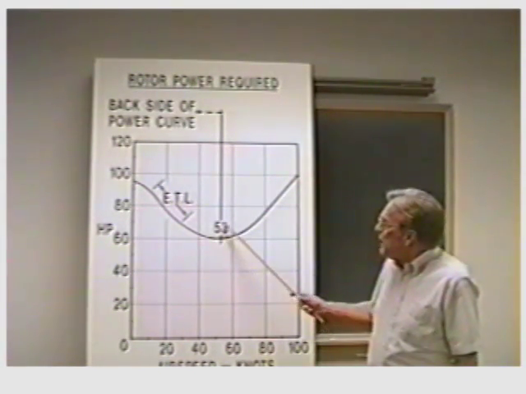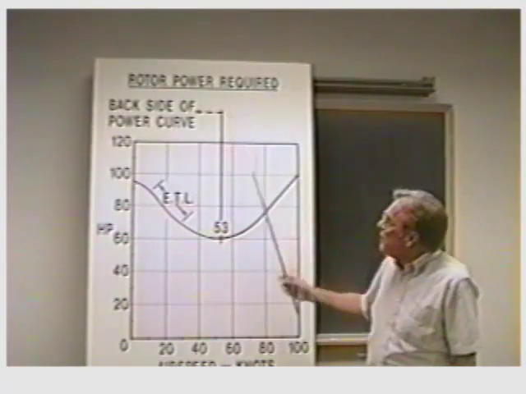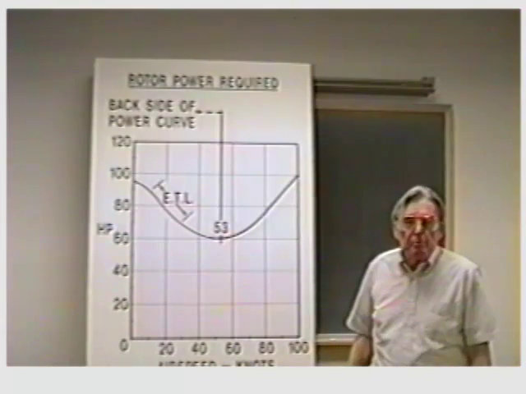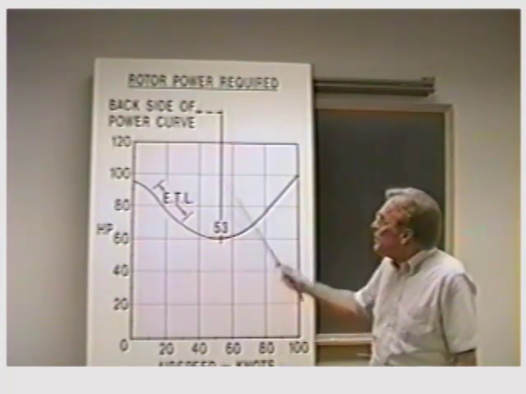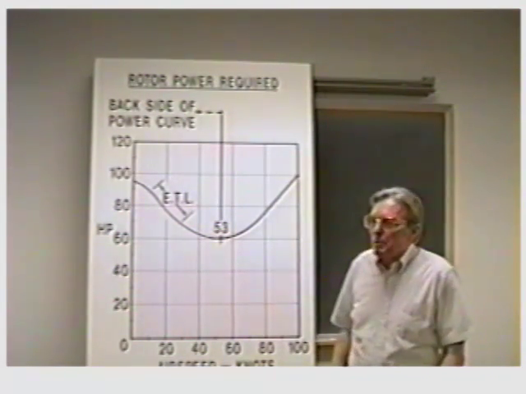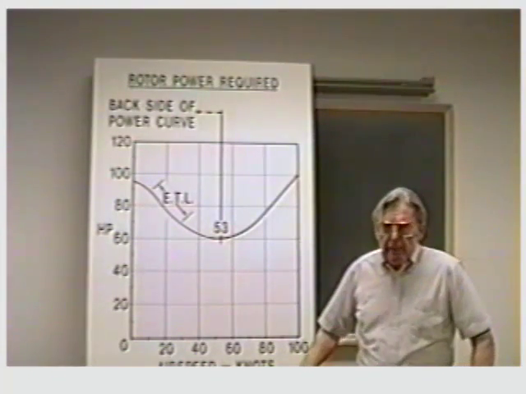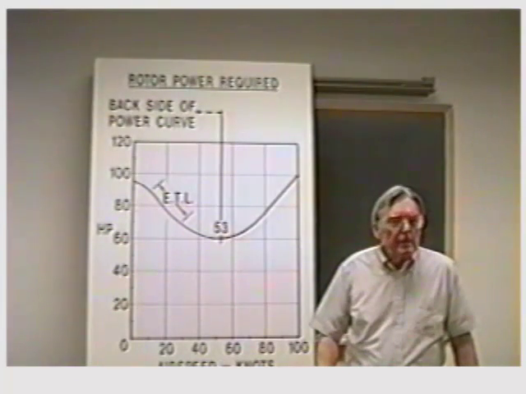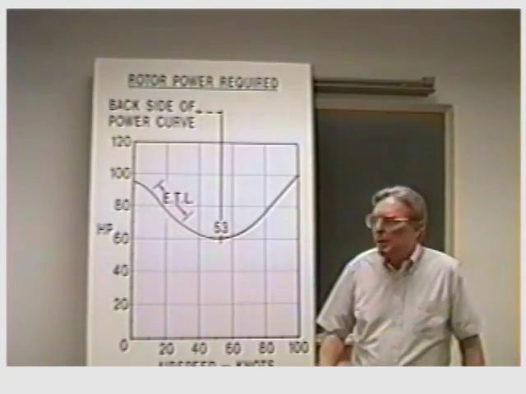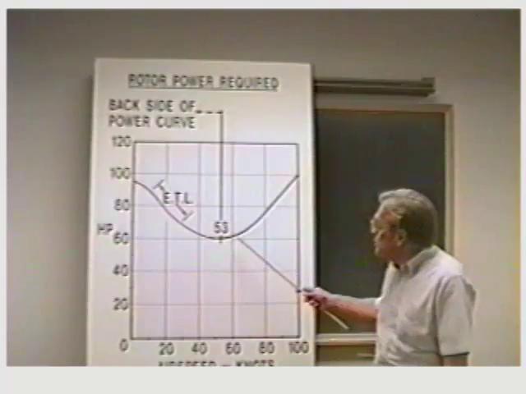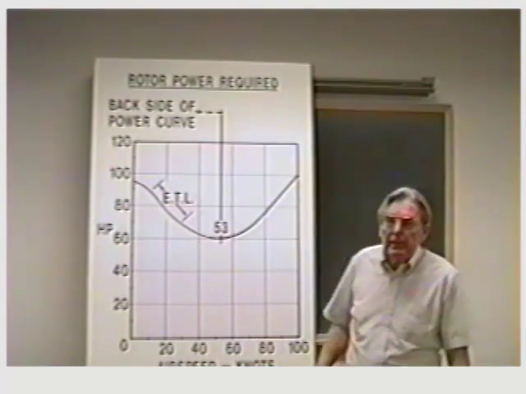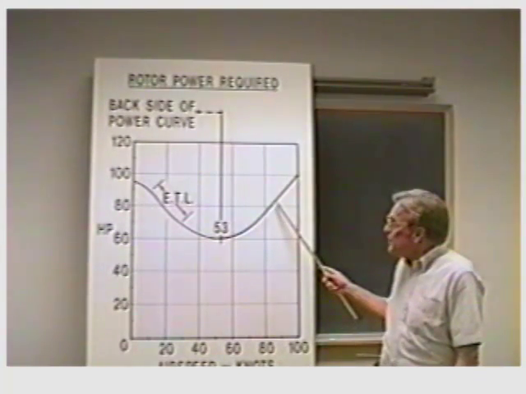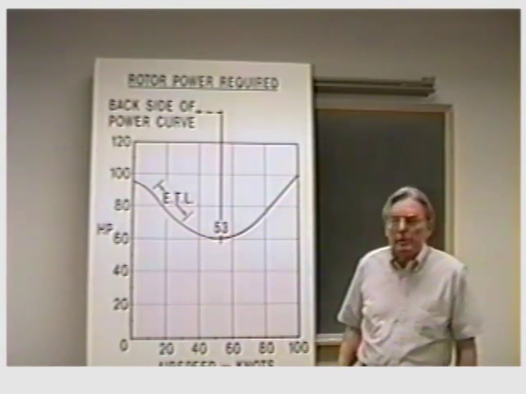If I draw a vertical line through that point at 53 knots, I can arbitrarily define everything to the left of that line as the back side of the power curve, and everything to the right as the front side of the power curve. There's a great deal of difference between operating an aircraft on the front side of the power curve and operating it on the back side. On the front side of the power curve, everything is quite normal, natural, and stable. It takes more power to go faster, less power to go slower.